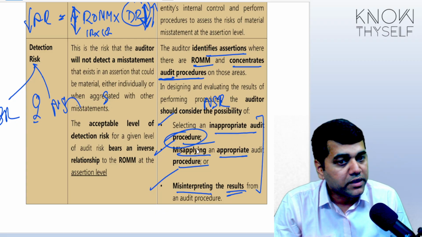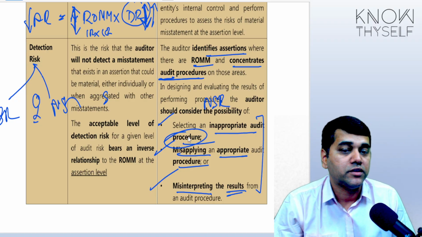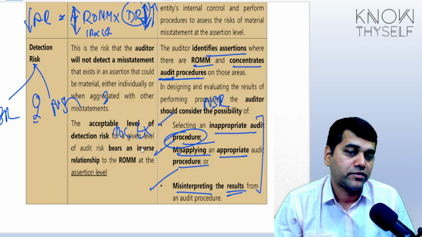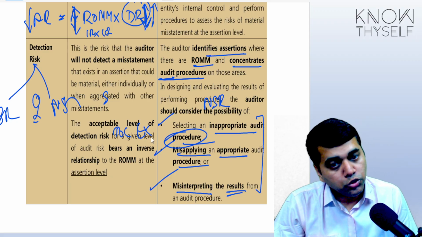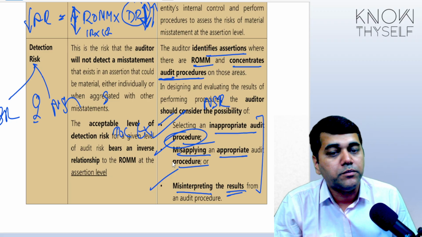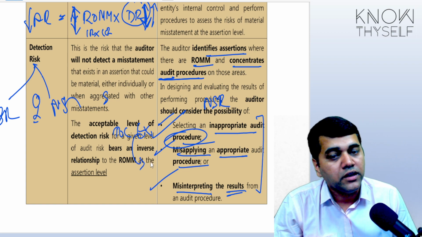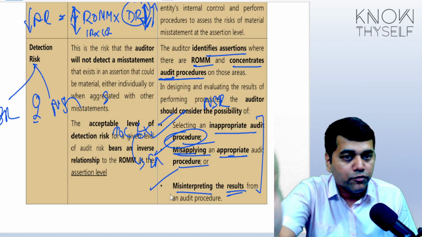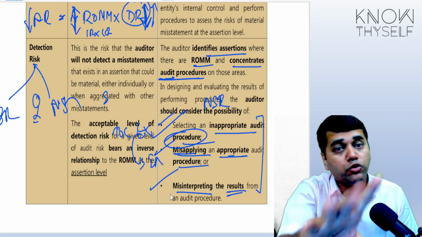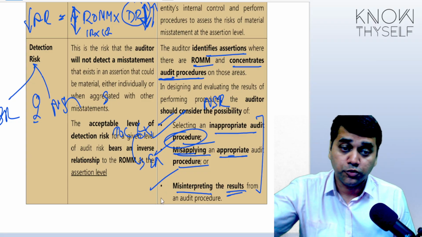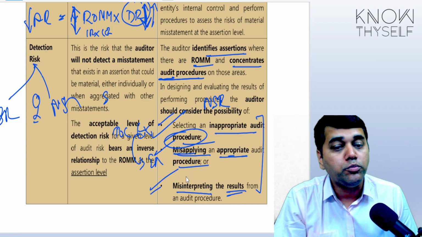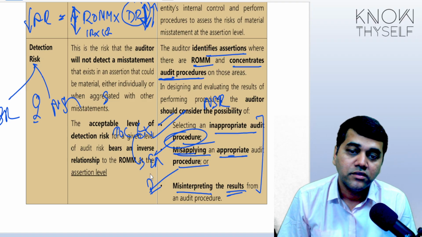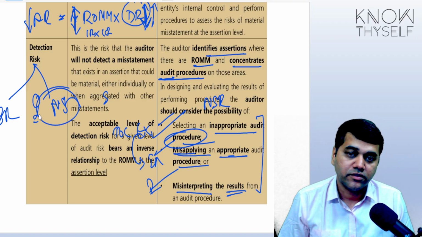So what is your non-sampling risk? Like you selected an inappropriate audit procedure. You should have done external confirmation, but you did test of controls. Or you should have done external confirmation and you did it, but you gave this work to the internal auditor. This is called misapplying the appropriate audit procedure. First of all, the procedure itself was wrong. Second, the procedure was correct, but you wrongly did it. The third situation is the procedure was correct, you perfectly did it, but you misinterpreted. There was a deviation, you didn't investigate. This is called misinterpretation of the results. So this will result in non-sampling risk.